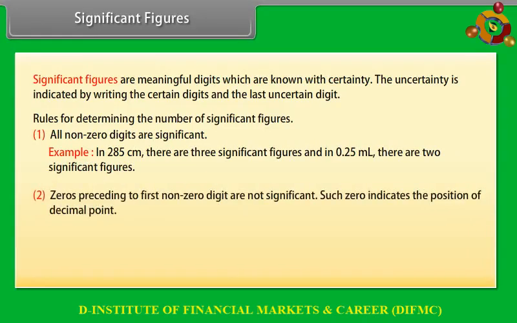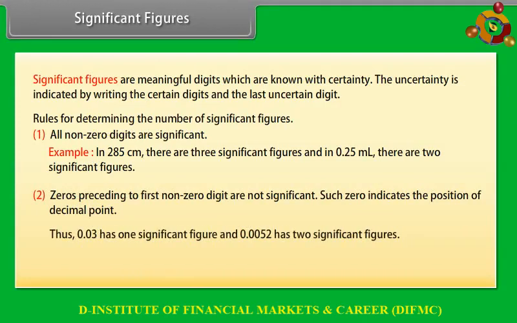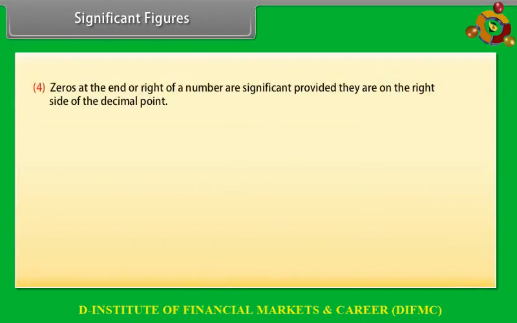Zeros preceding the first non-zero digit are not significant. Such zeros indicate the position of the decimal point. Thus, 0.03 has 1 significant figure and 0.0052 has 2 significant figures. Zeros between 2 non-zero digits are significant. Zeros at the end or right of a number are significant provided they are on the right side of the decimal point.